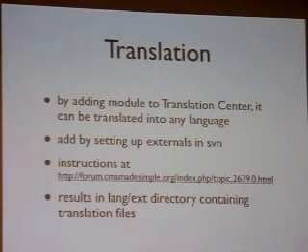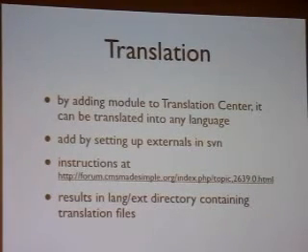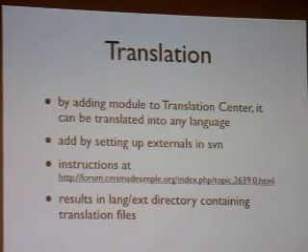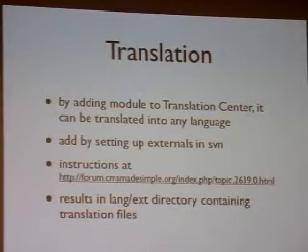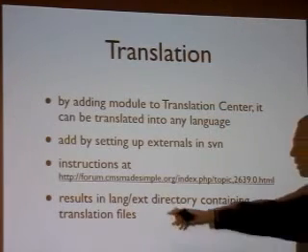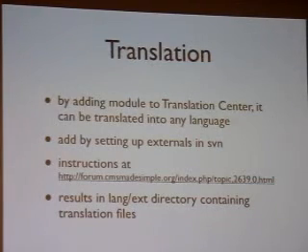Then for translation of these things, you add the module to the translation center. And Renee is our resident expert on that. You do this by setting up externals in Subversion. And to be honest, I don't know how we do it in Git. Is it similar? We don't yet. Oh, we don't. Okay, I puzzled over that. This link is the canonical instructions on how to do this. And then essentially it results in an ext directory showing up in the lang directory.